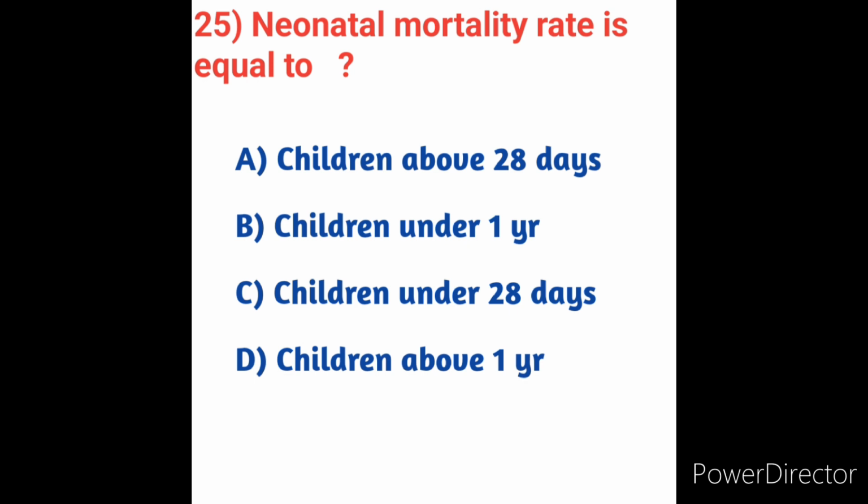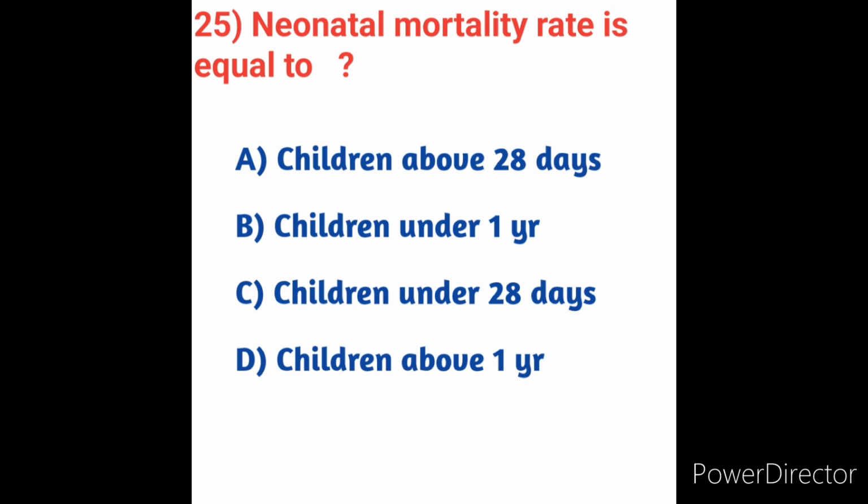So here option C. Actually, what is a neonate? Neonate means babies under 28 days are called neonates. The first 28 days period is called the neonatal period. So here neonatal mortality rate is equal to option C, children under 28 days, which is the correct answer.